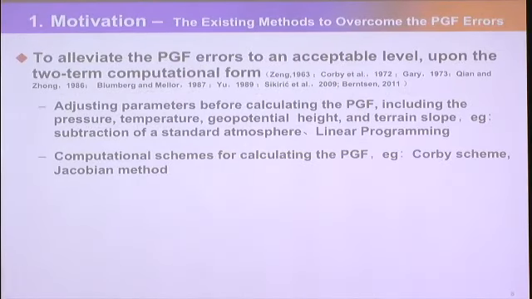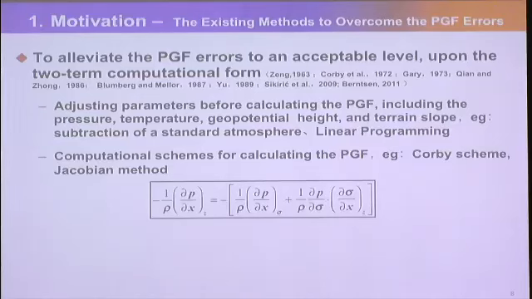Many methods have been proposed to overcome the error. In general, there are 2 kinds, I think. The first one is adjusting parameters before calculating it, and the other is designing a high-order computational scheme for it. All these methods are designed upon the two-term computational form of the PGF, and they are all designed to alleviate the errors to an acceptable level. How about we go back to this expression in the sigma coordinate? We can see that there is only one term in the z coordinate, and there is no PGF error in this coordinate.